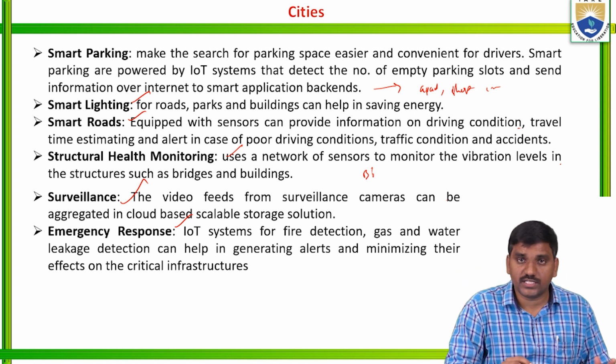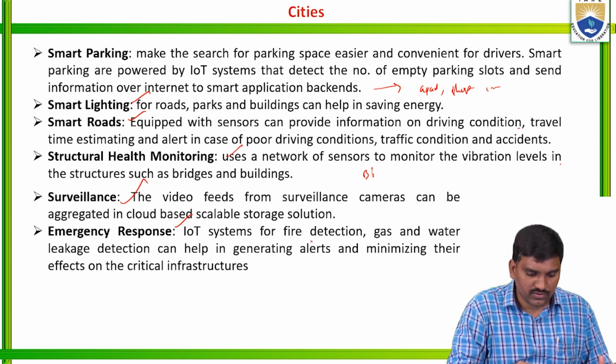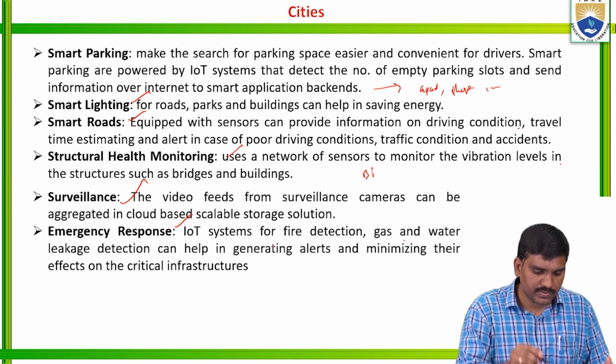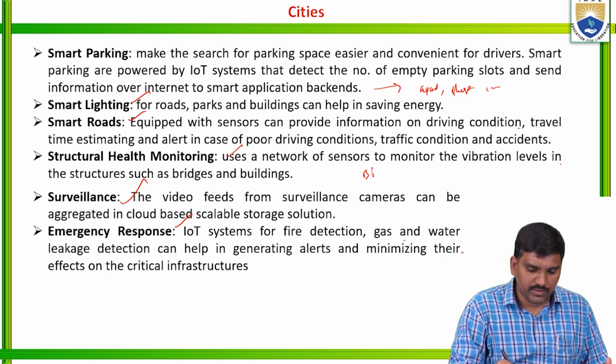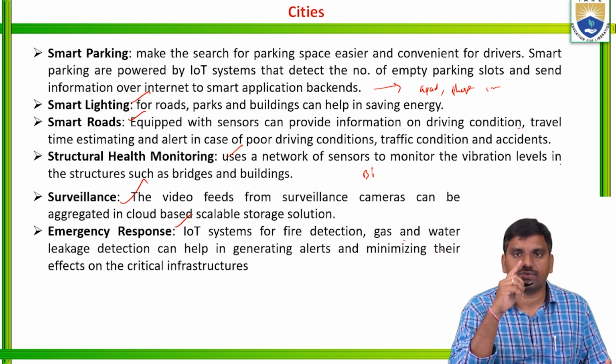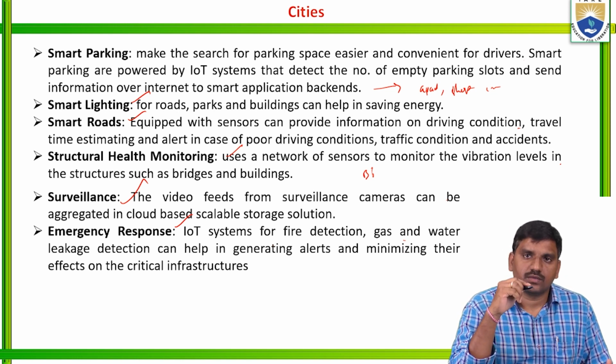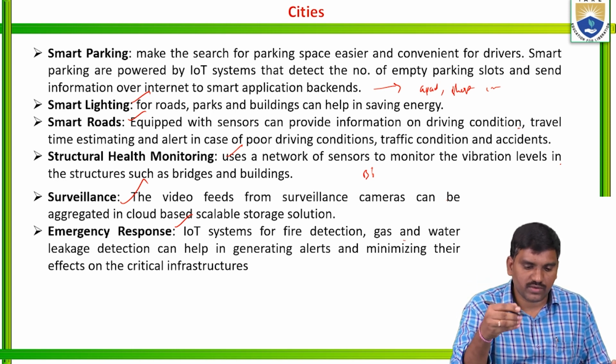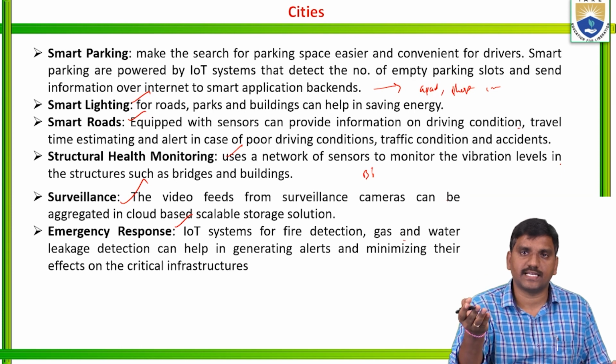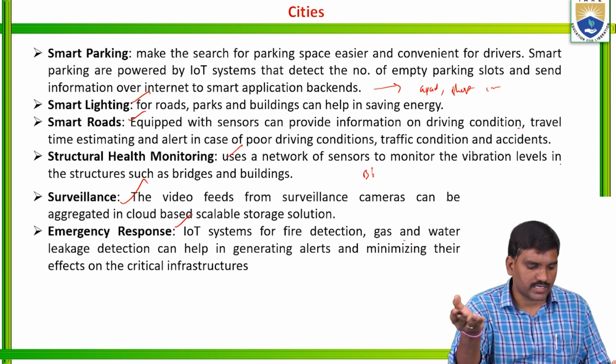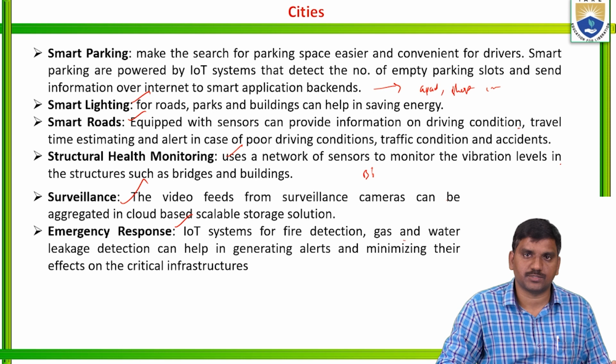Next, surveillance. The video feeds from the surveillance cameras can be aggregated in cloud-based scalable storage solutions. The last one, emergency response. IoT systems for fire detection, gas and water leakage detection can help in generating alerts and minimizing their effects on critical infrastructure. So these are the IoT domain-specific areas of cities: smart parking, smart lighting, smart roads, structural health monitoring, surveillance and emergency response.